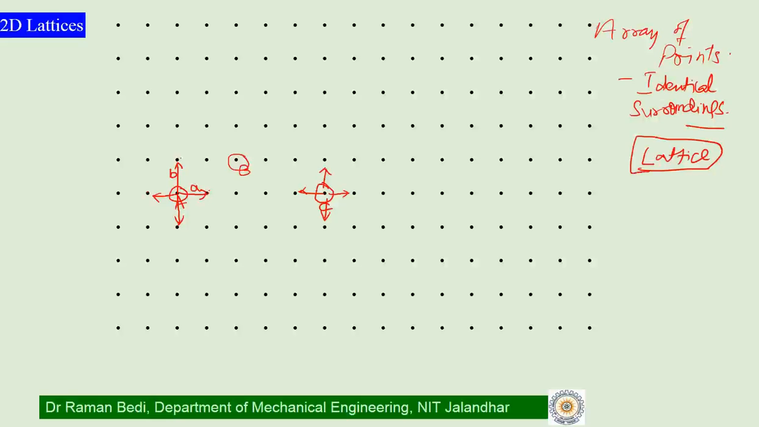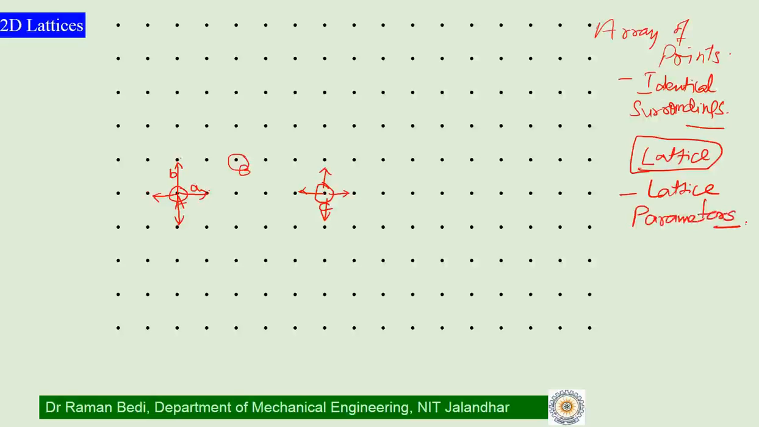Now there can be different ways in which points can be arranged in a 2D space, and that is how you will call them different types of lattices. Now how do you know which type of lattice it is? For that purpose we need to know something we refer to as lattice parameters.